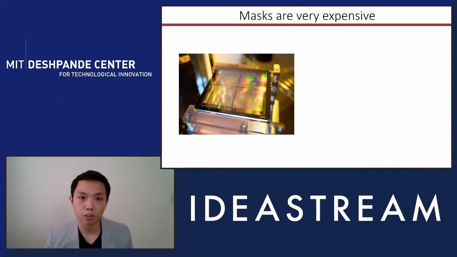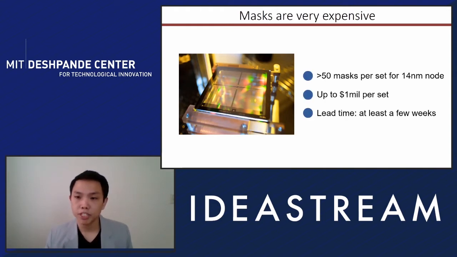The problem with lithography is masks are really expensive. For 14 nanometer nodes devices, you need more than 50 masks per set, and you need it every time you come up with a new design. Each set can cost up to $1 million, and the lead time can be at least a few weeks. So it will be really desirable if we have a dynamic patterning method where we can generate new patterns on the go.